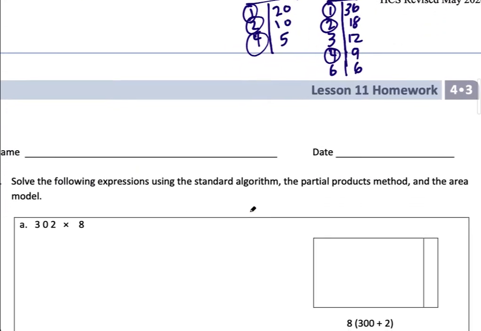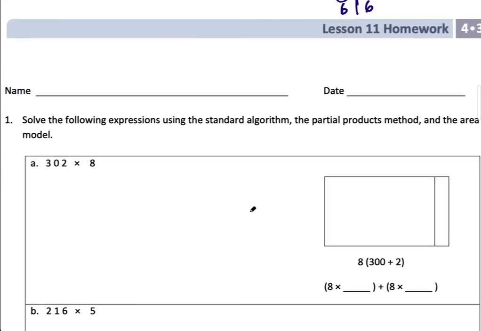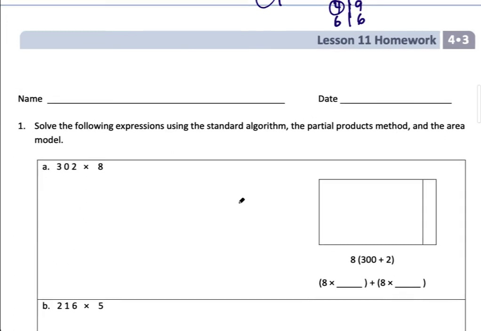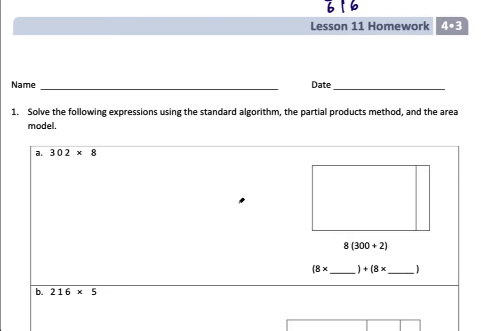Okay, page 2 of the weekly review. Now this comes from, if you notice, look at the top when you get to these type of pages, lesson 11 in Zern. So most of you guys have done lesson 11 in Zern. So you've done problems like this before. Make sure you read the directions. It says solve the following expressions. These are expressions, not equations, using the standard algorithm, partial products method, and area models.